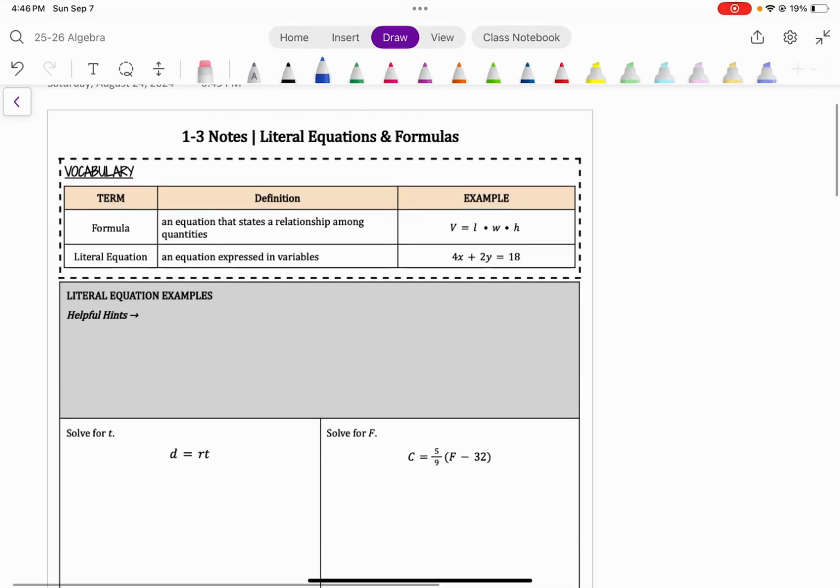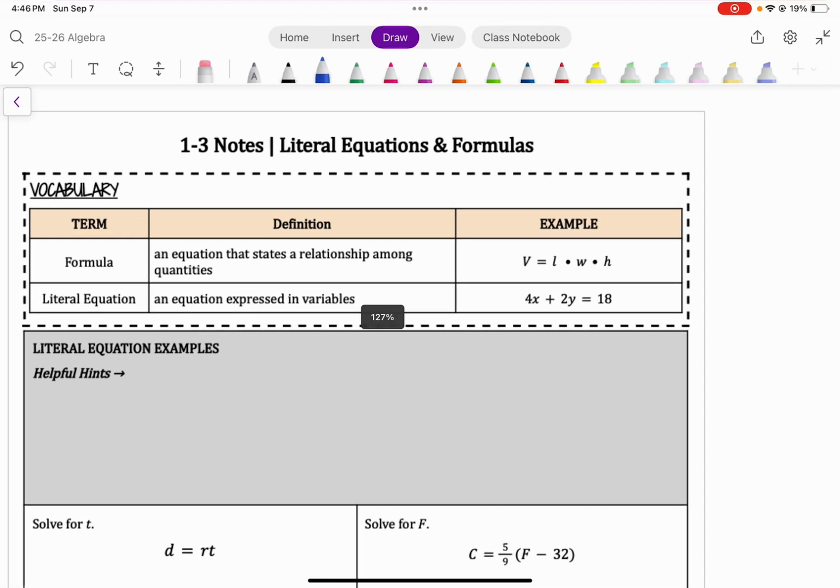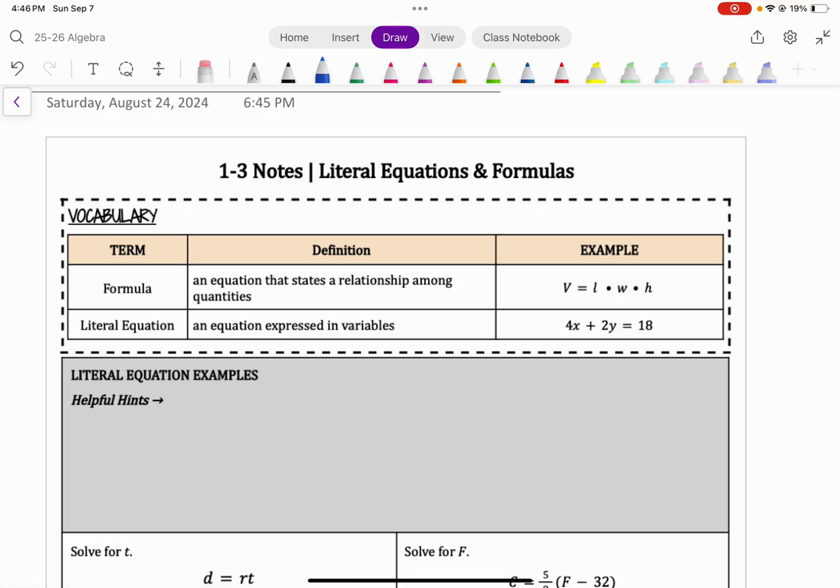These are algebra notes for section 1.3, where we're going to look at literal equations and formulas. So you've used formulas before. You use them for area, you use them for perimeter. Now we're going to rearrange them so that we can isolate one specific variable. And a literal equation, you probably haven't heard that term before, but it's just an equation expressed in variables.